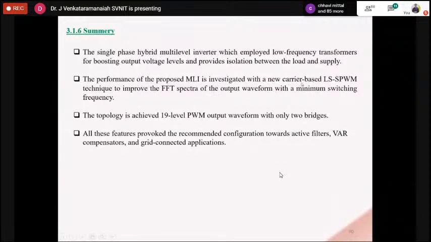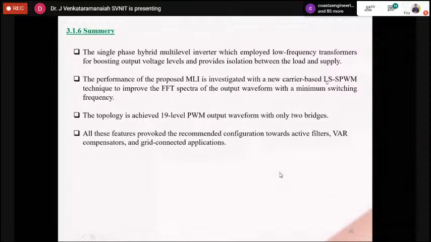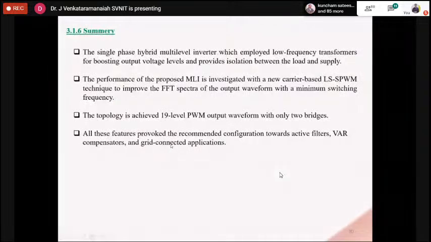So we are able to see how the modification of the carrier affected the FFT spectrum of the ML. It has only 2 bridges, not more than that, so it is very suitable for grid connected applications. We have to evaluate this topology for the grid connected practical issues. So we will do that.